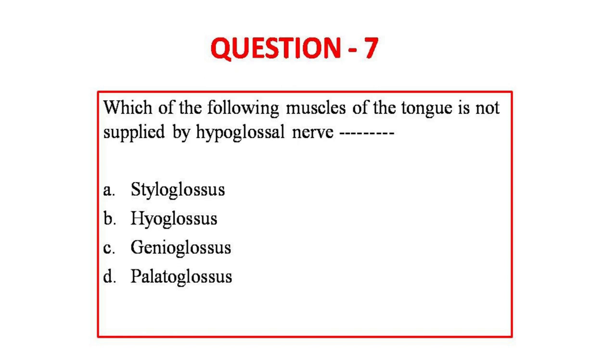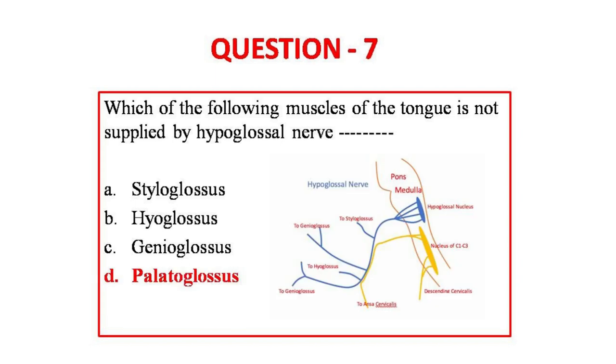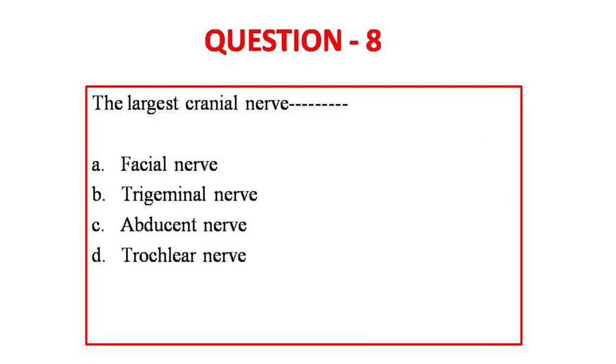So moving on to question 7. Which of the following muscles of the tongue is not supplied by the hypoglossal nerve? They've given us 4 options, and the answer is the palatoglossus. You can just see this picture where you can see the hypoglossal nerve and its branching, and it is supplied towards the muscles of the tongue. So the palatoglossus is not supplied by the hypoglossal nerve.